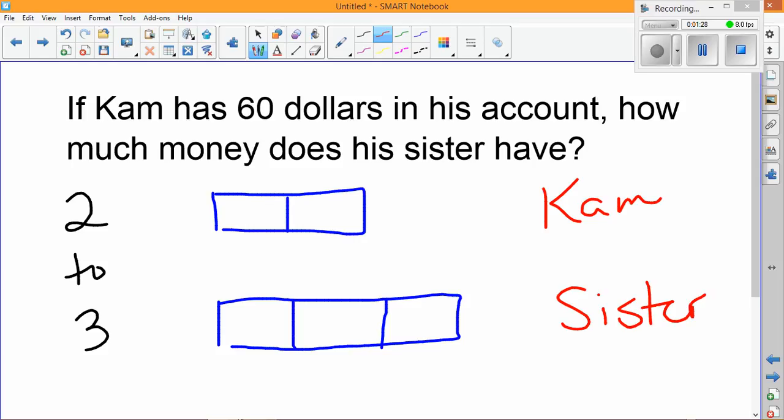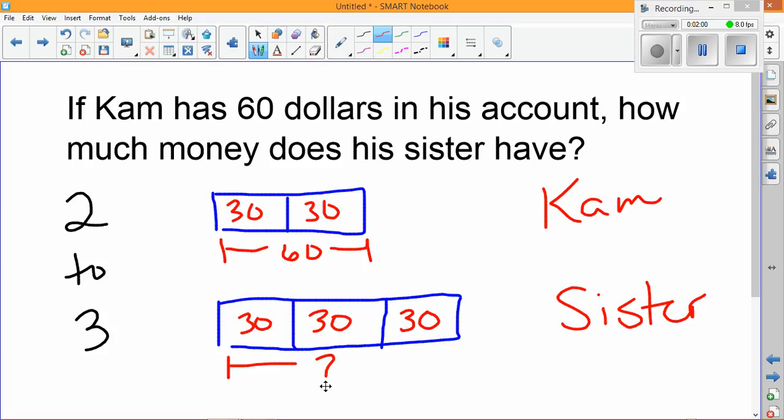Now, we know that Cam's total amount in his bank account is $60. That means that if we take the 60 and split it into two pieces, each piece is worth 30. So if each piece of the account is worth 30, there's two pieces, that makes $60. Now, if the ratio is to hold true, that means each of the pieces of the tape diagram is worth 30, and we need to know the total amount that the sister has.